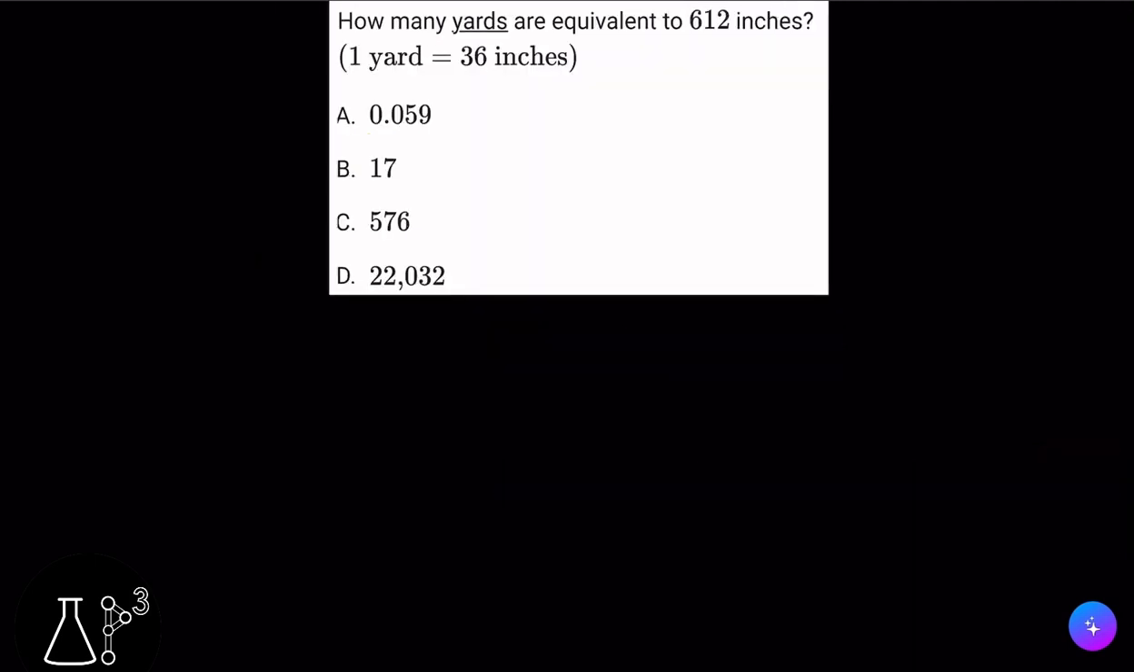Okay, let's do a conversion type of question. How many yards are equal to 612 inches? Okay, so we're given that there's a total number of 612 inches. So 612 inches is given. And we want to convert that into yards. So we want to convert that into a number of yards, which is equal to the number of inches. We're given that 1 yard equals 36 inches.